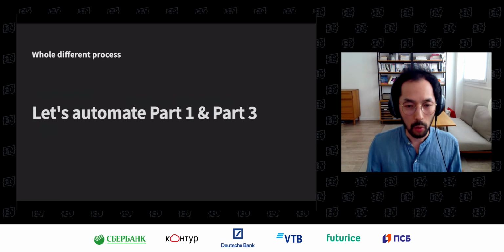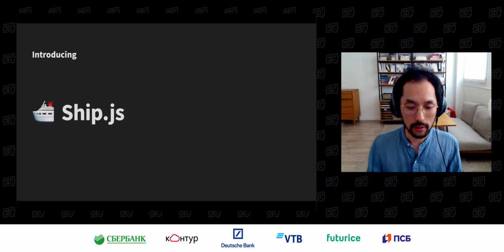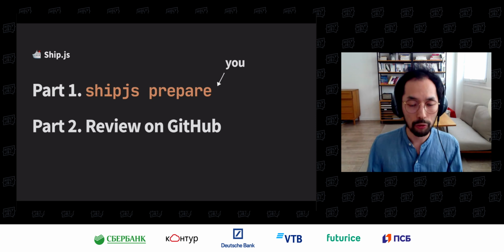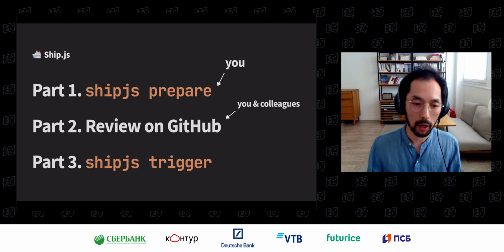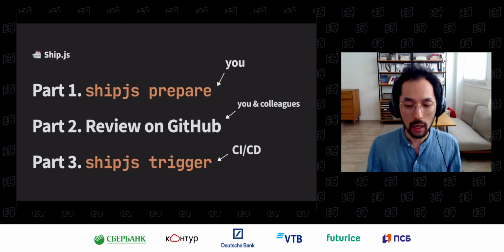And what if we can automate part one and part three? So I introduce you to ShipJS. I created ShipJS to automate part one and three. Part one is ShipJS prepare. You just run this command and it does all the tasks in part one and creates a pull request. In part two, you can review the pull request on GitHub by yourself or with your colleagues. Part three, when the new commit is added, your CI or CD will run this ShipJS trigger command and it will do the rest.